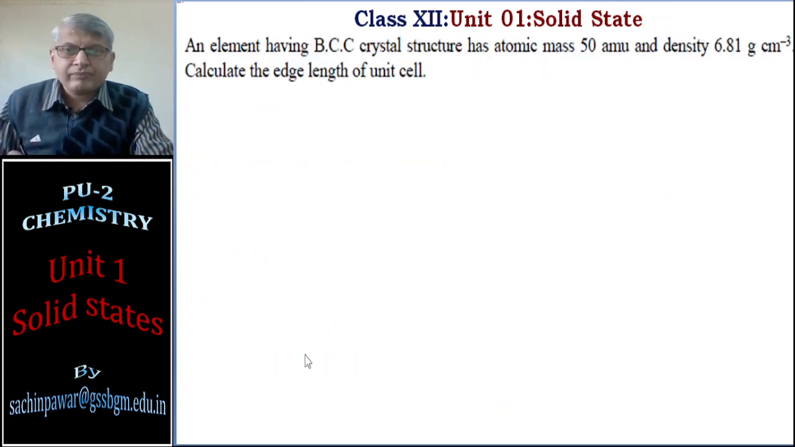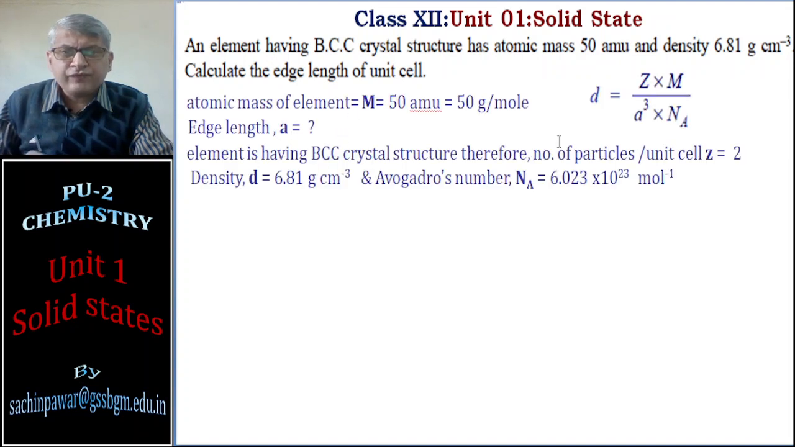Next problem. An element having BCC crystal structure has an atomic mass of 50 AMU and a density of 6.81 grams per cm cube. Calculate the edge length of the unit cell, they have asked. So the simple formula is density is equal to Z into capital M upon A cube into Na. So A I have to find out. For this, M is atomic mass, that is 50 AMU. I can express it in grams per mole.